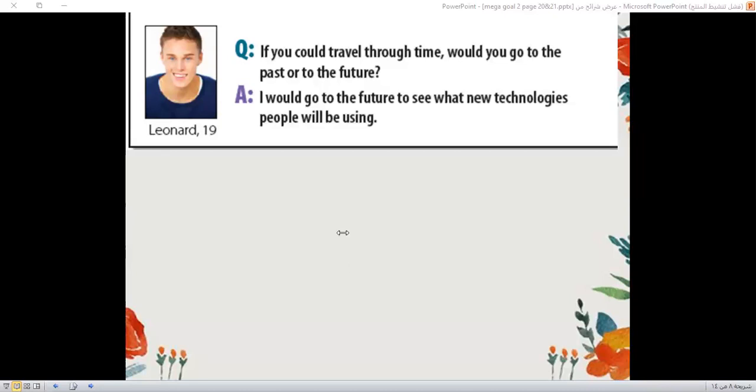Yes, Rina, what do you think? Where are you going to go? Past or future? The future. Why? Because I want to see what will be me, and I want to see what's happening to me. Yes, what happens to you only? You don't want to see how life is going to be? No, just me. Okay. Thank you, Rina.